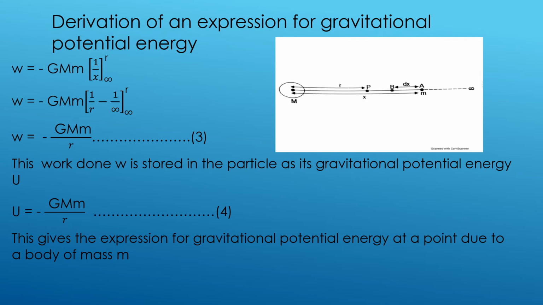Now this work done W is stored in the particle as its gravitational potential energy U. So W is equal to U. U is equal to minus capital G capital M small m divided by r. We'll consider this as equation 4. So this equation 4 gives the expression for gravitational potential energy at a point due to a body of mass M. This derivation is important as far as your examination is concerned.